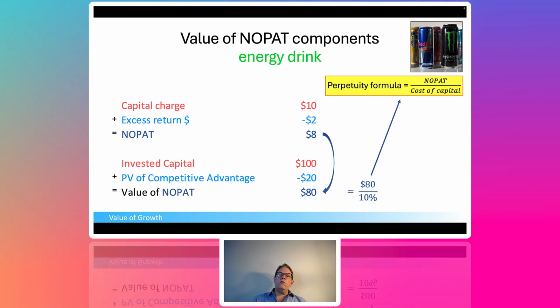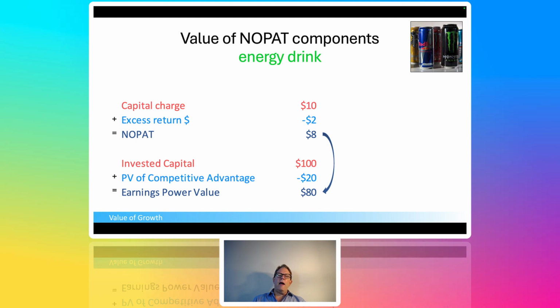All right, again, using the perpetuity formula, the value of NOPAT is equal to 80 million, which is 8 million divided by 10%. There's a typo there. And that's the earnings power value. So once again, earnings power value is invested capital plus the present value of competitive advantage, which in this case is negative. So our earnings power value is 80, but our invested capital is 100.